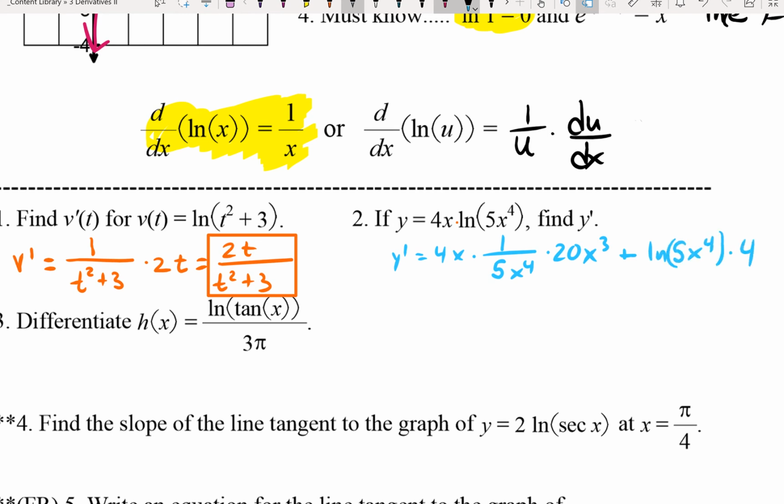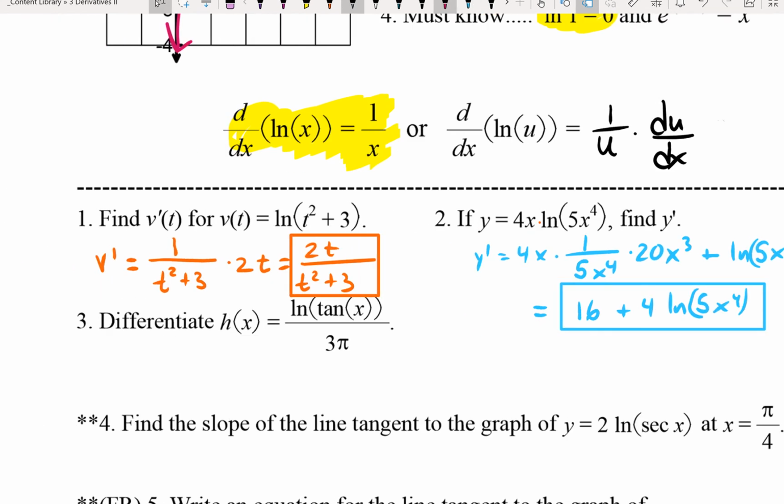derivative first. So let's see, in simplest form here, we're going to have an x to the fourth divided by an x to the fourth. Those are going to cancel out, and then 20 divided by 5 is 4, so this is going to be 16 plus 4 natural log 5x to the fourth, and there's my answer for my derivative.